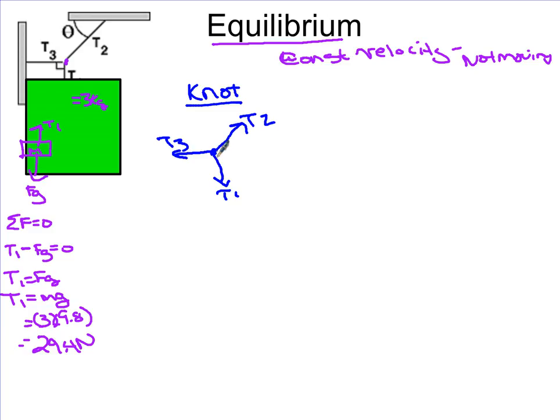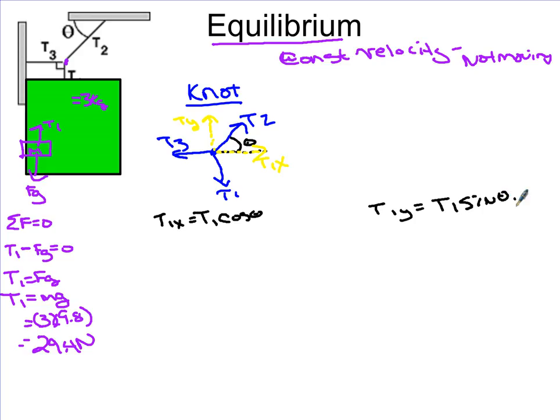The first thing you need to do is resolve all of these into components. So this is theta. Try again. Theta. We'll put a number in here in a minute. And I'm going to take T1, and sketch out T1x and T1y in yellow. Now I know T1x is T1 times the cosine of that angle, and T1y is T1 sine of this angle. I guess this is T2, isn't it? So I should change these to 2's. Sorry about that.